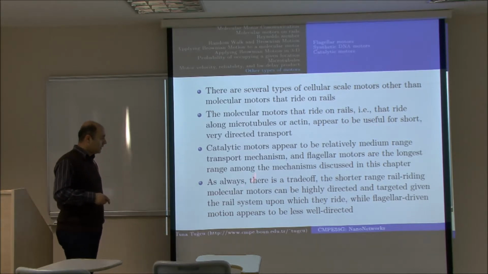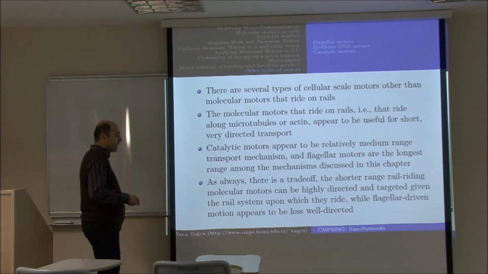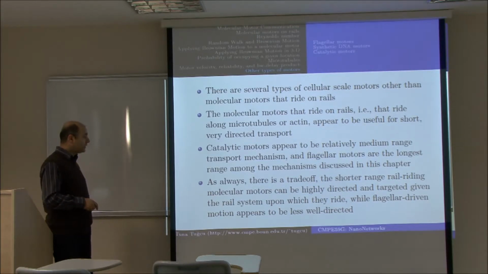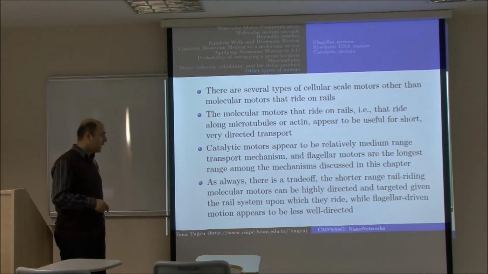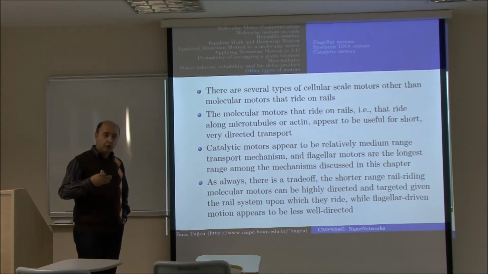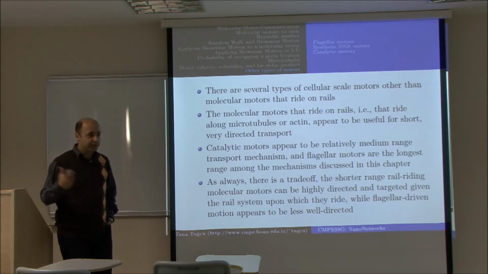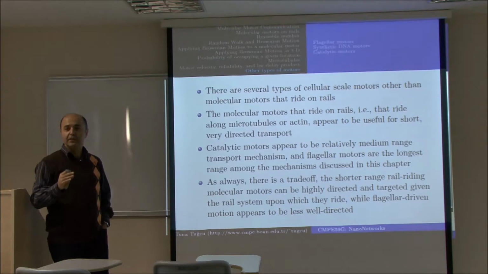As always, there's a trade-off. Shorter range rail riding molecular motors are highly directed and targeted, whereas the others, like for example the flagellar driven, are able to go longer distances, but they're not well directed, as we will see in the video later. They just go in random and hopefully they will reach the destination at some time.